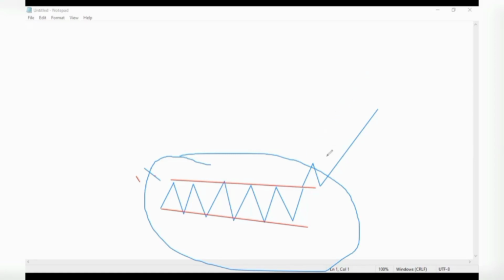Now this one that rallied all the way up here, this whole thing is now called the markup phase. Markup phase. Now, Wyckoff was trying to say that after a markup phase, we now have a distribution phase. We are going to have a distribution phase.